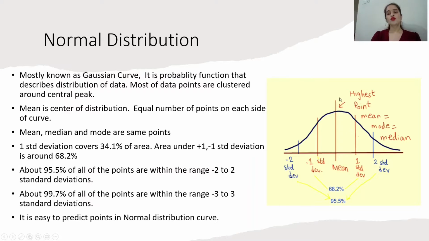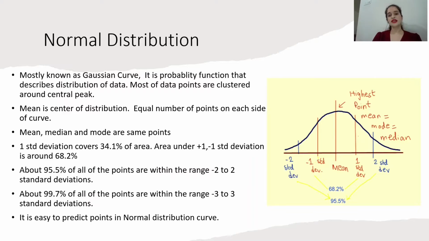Now most of the data points are clustered around this peak. A very nice property of normal distribution is that mean, mode and median are all the same point, and this is where it lies. In my previous video I told you that in normal distribution mean, mode, median is always just one point. There is no skewness in the data and there is no kurtosis in normal distribution.